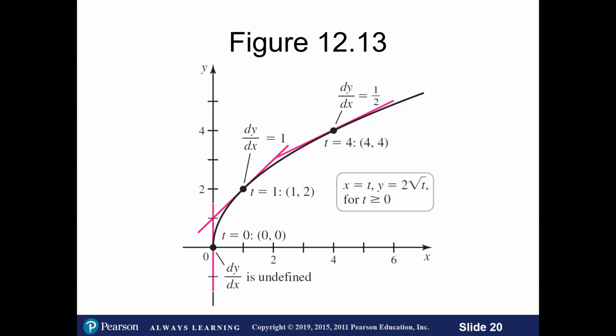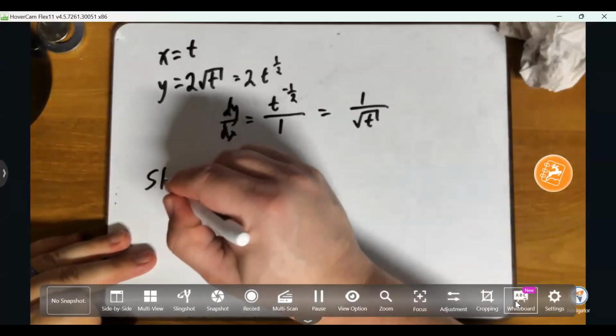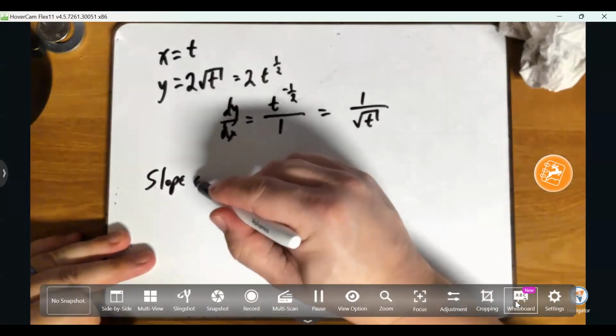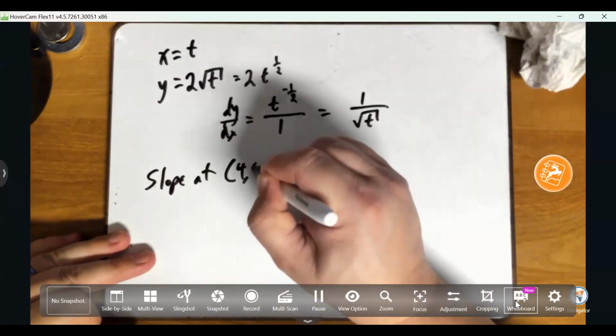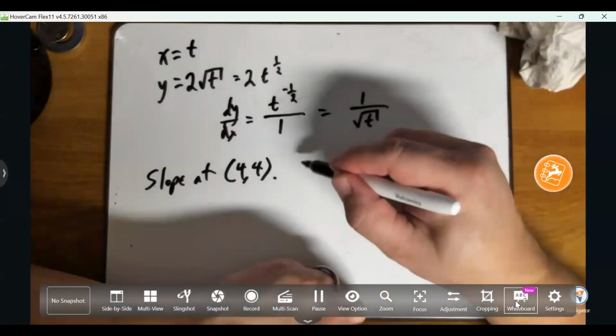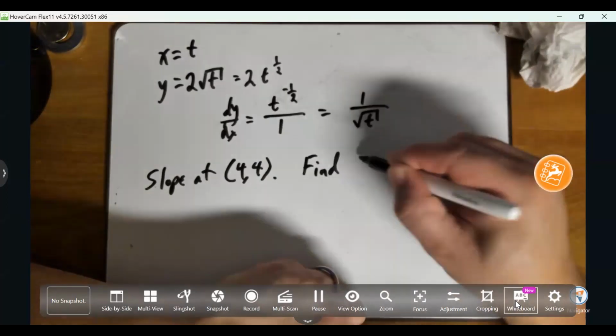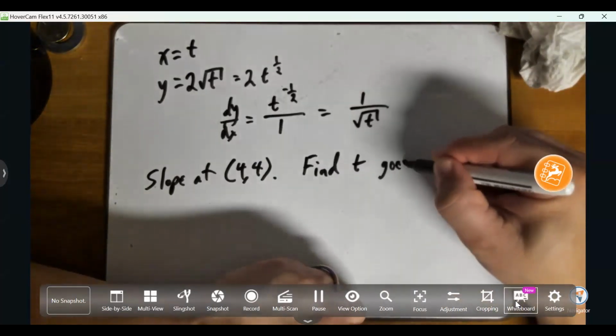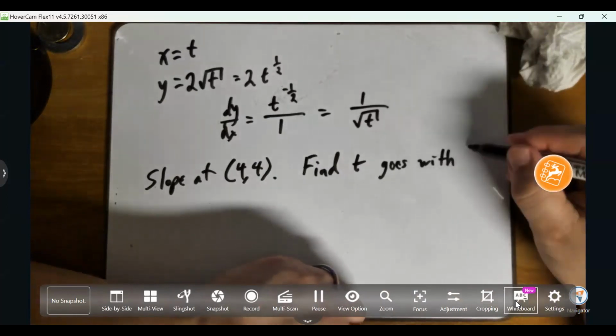And t equals 4. But let's do t equal to 4 with a little wrinkle. Instead of saying t equals 4, what's the slope? What if I ask for the slope at the point (4, 4)? Okay, and I phrase the question that way, I say I want the slope at the point (4, 4). Well, how do I answer that? Well, the way I answer that is I need to find the t that goes with the point (4, 4).